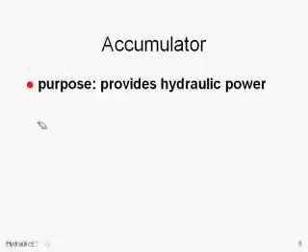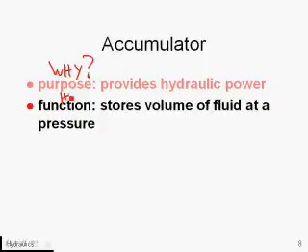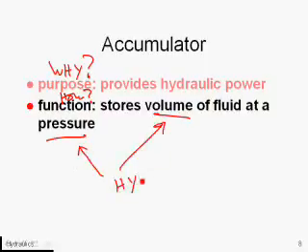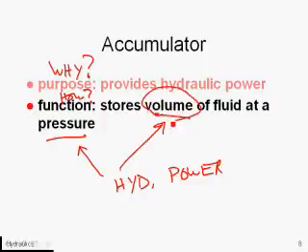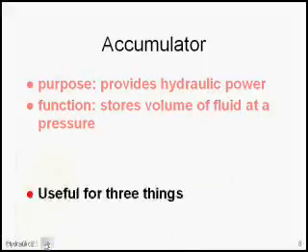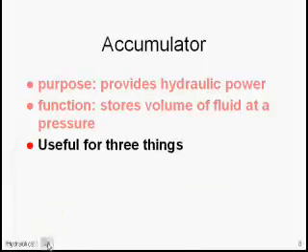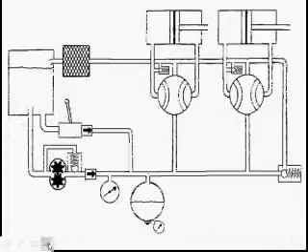Accumulator. Why do we have an accumulator on the aircraft? It's there to provide hydraulic power in case of an emergency. How does it do it? Its function is by storing a volume of fluid at a pressure. You'll notice that these are the two things that you need to have hydraulic power. It stores a volume of fluid so you can use it for displacement, and it stores it at a pressure so you can get a force going. And it's really good for three things, and I'll tell you about those here shortly. Here is the accumulator.